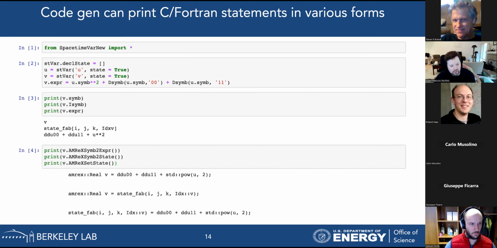So for example, in our AMReX version of the code generator, we have various outputs that we can generate. Say I want to define a symbol v equal to the expression that it contains. So if I say AMReX sim to expression, it actually spits out an AMReX real object, v is equal to the expression. I can set it equal to the index expression, or I can set the indexed expression equal to the equation I've put inside of it.